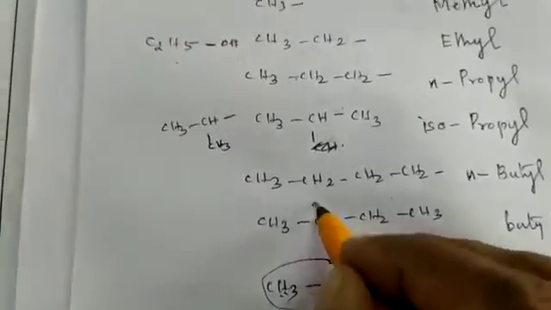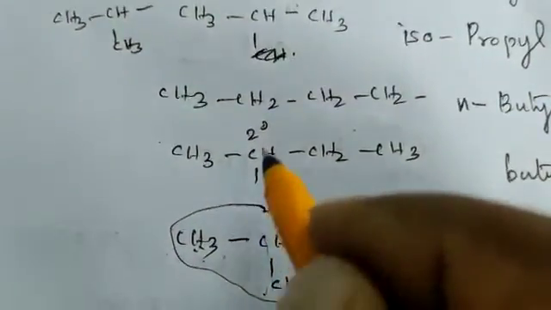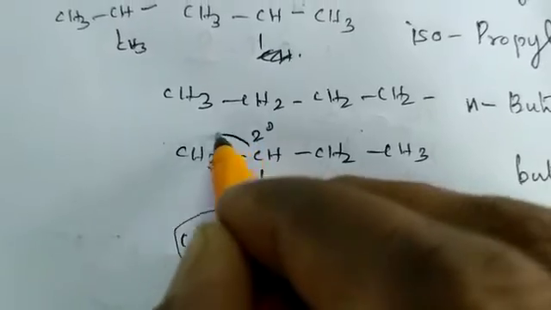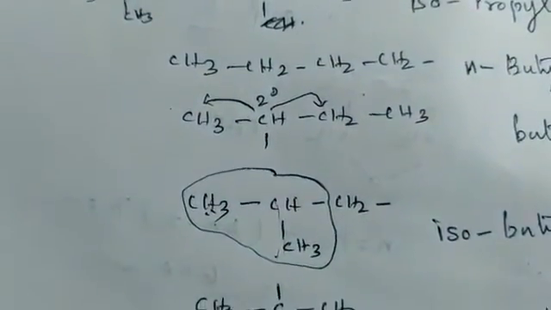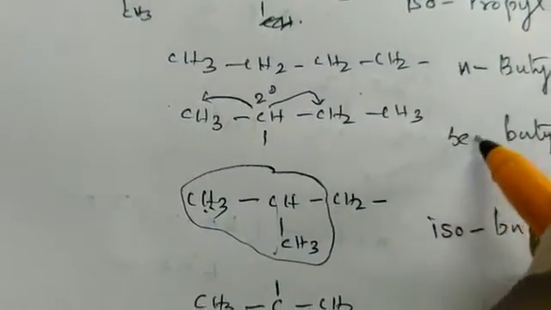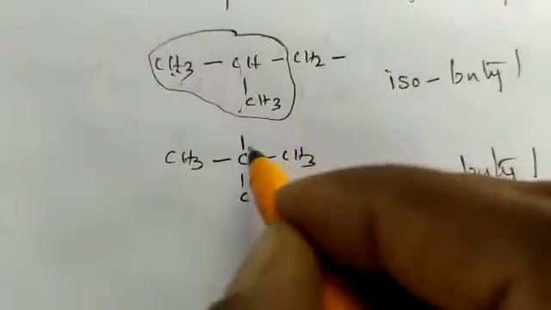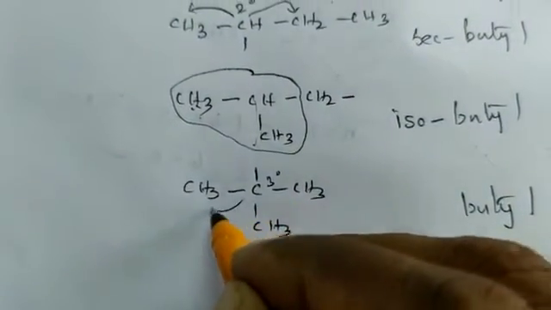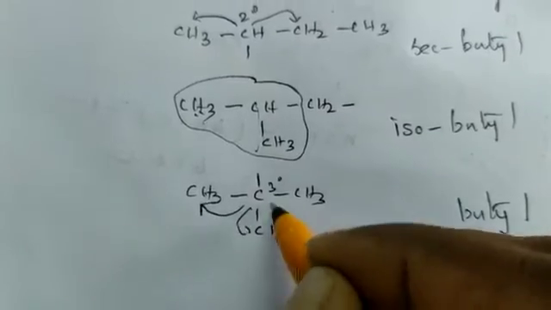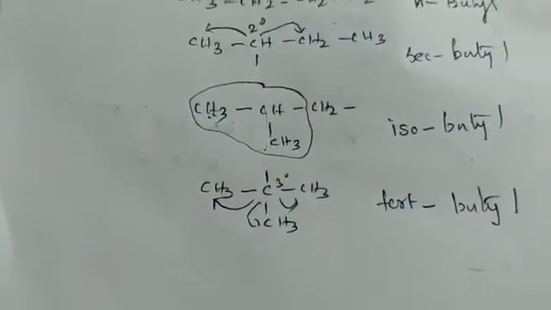This is called secondary. Why is it called a secondary carbon? Because we removed the hydrogen from the secondary carbon. Secondary carbon means the carbon which is directly bonded to 2 carbon atoms. So this butyl is called secondary butyl. The last one, we know very well this carbon is a tertiary carbon. We removed the hydrogen from the tertiary carbon. Tertiary carbon is the carbon which is bonded directly to 3 carbon atoms. So that butyl is called tertiary butyl.